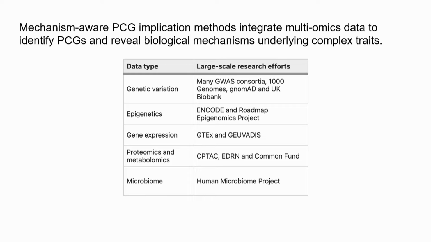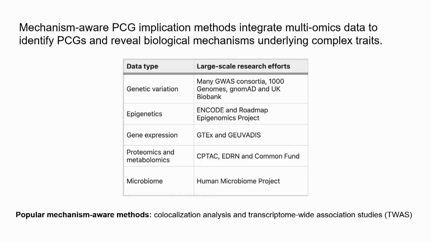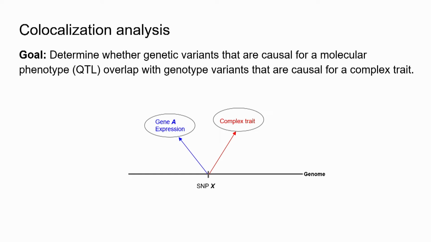So fairly recently, a new class of methods has begun to emerge called mechanism-aware PCG implication methods. And the idea of these methods is to take what we call multi-omics data and integrate that to identify PCGs and reveal their underlying mechanisms. So some examples of common multi-omics data types that we often integrate are transcriptomics or gene expression and proteomics. And some popular methods that we use to do this are called colocalization analysis and transcriptome-wide association studies, or TWAS.